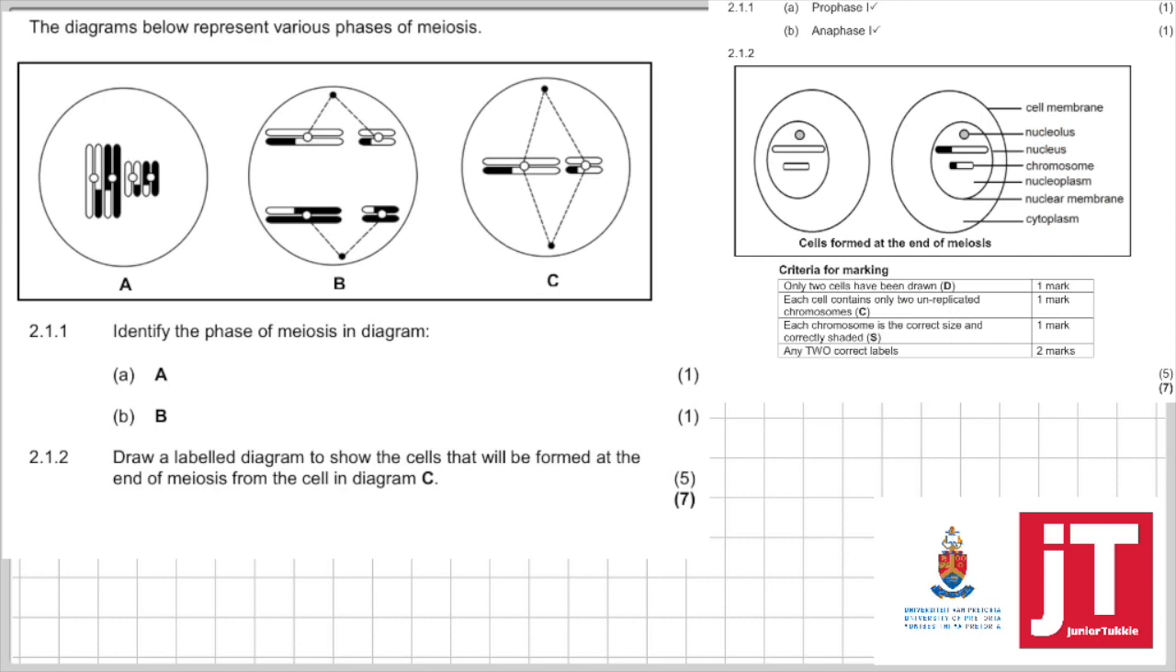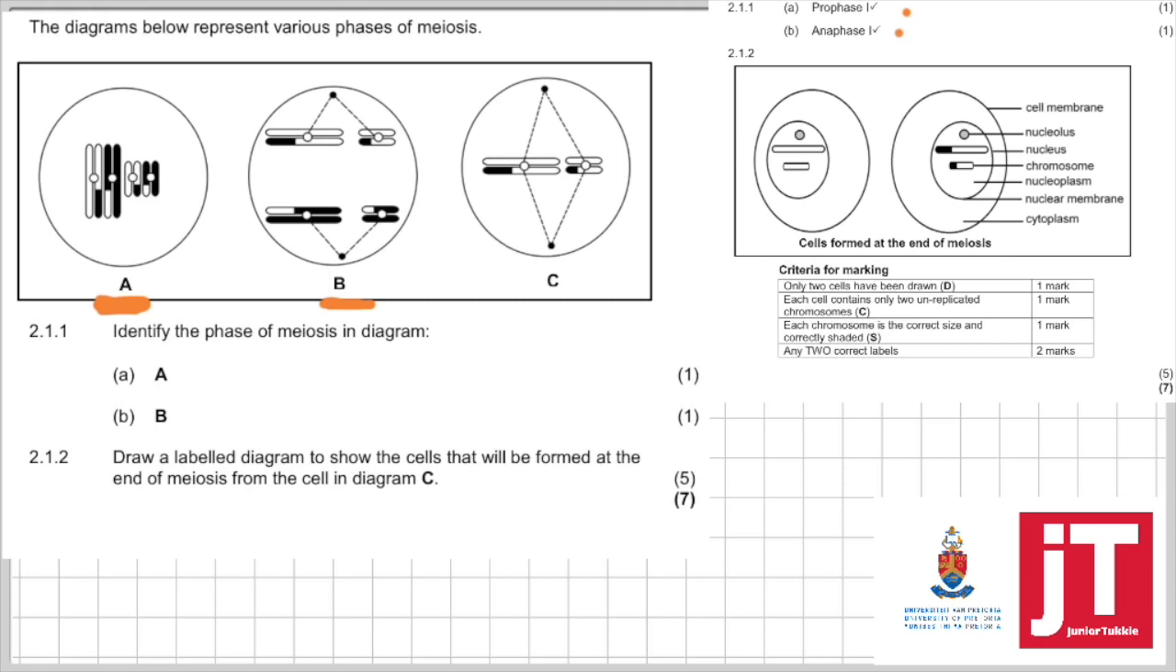Question 2.1. The diagrams below represent various phases of meiosis. 2.1.1. Identify the phase of meiosis in diagram A. Now, what is happening at A? You can see homologous chromosomes are formed, so you can definitely see and know that this is prophase 1. B. Identify the phase at B. Here, can you see there are whole chromosomes that are moving to opposite poles? So it's anaphase 1.